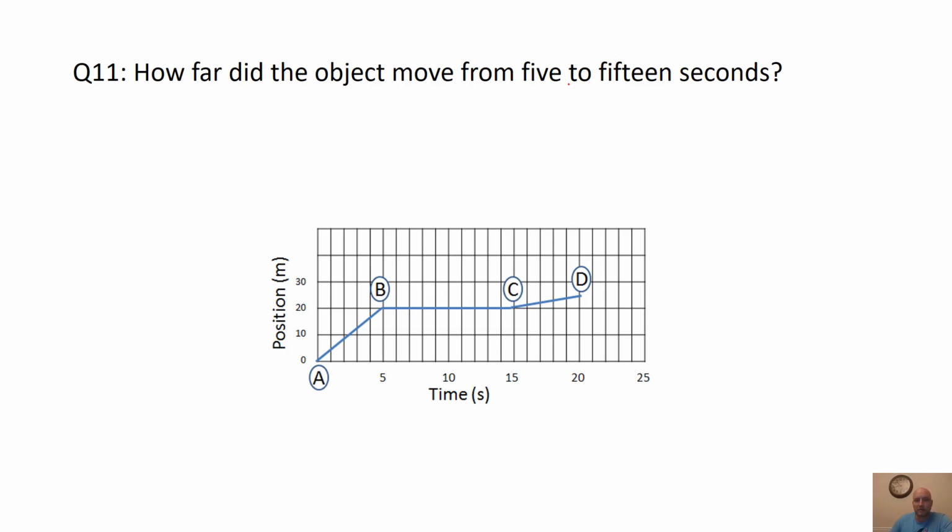How far did the object move from 5 to 15 seconds? Okay. 5 to 15 seconds, once again, I could throw that information in there. Didn't move at all, 0 meters.